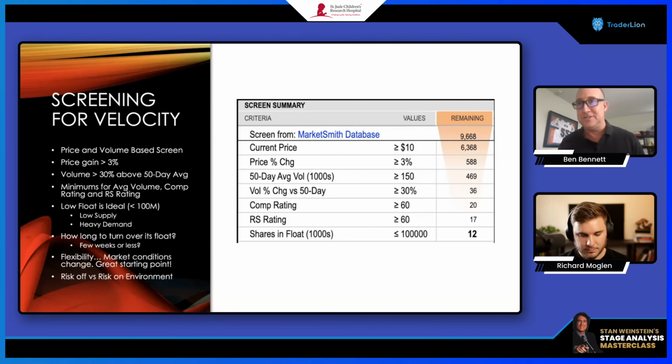What are the parameters? What are we screening for? What are we looking for? So this is my velocity scan within MarketSmith. It is a price and volume based screen.